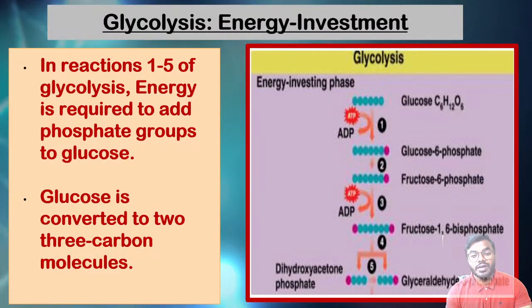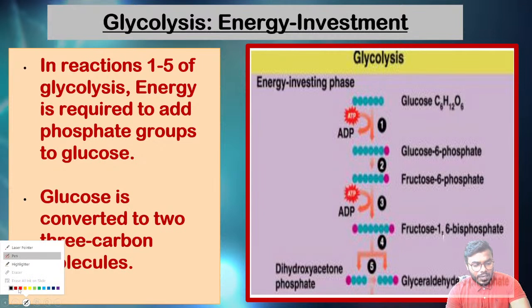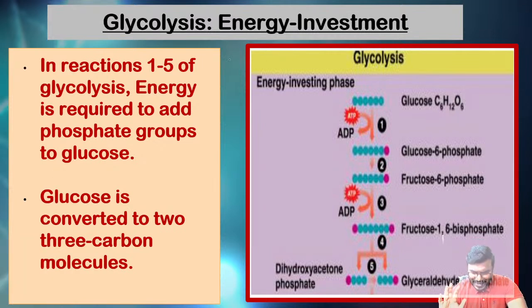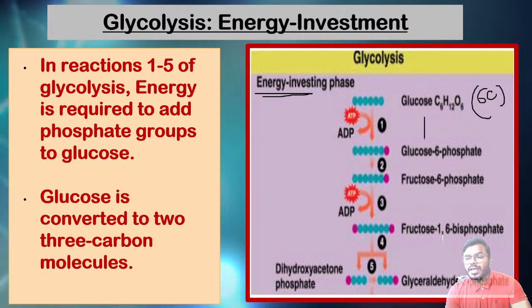Friends, please don't get confused with this particular point at all. Now listen to my statements correctly. I'll explain in a simple way, but I want you to remember the structures without fail. So I'll go a little faster. Energy investing phase. What are we doing, friends? Glucose. How many carbons in glucose? 6 carbons. So the glucose, which is 6 carbon, is converting into what, friends? Glucose 6 phosphate. How many carbons in glucose 6 phosphate? Undoubtedly it is also a 6 carbon compound.